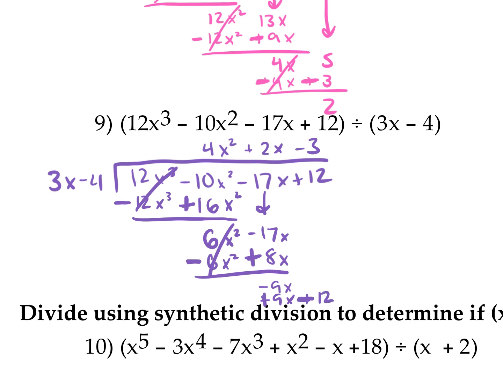Change a sign, and combine. Drop down the 12. 12 minus 12 is 0. So here we have no remainder. So our answer is just 4x squared plus 2x minus 3.